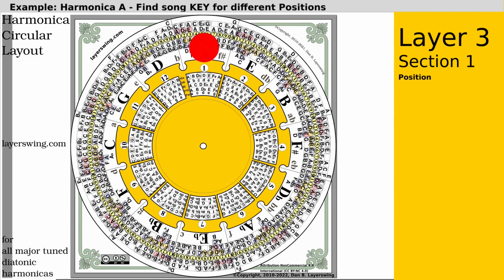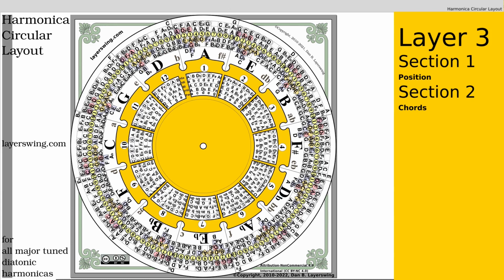Example. Harmonica A, position 3rd, the key of the song B. Harmonica A, position 5th, the key of the song D flat. Harmonica A, position 12th, the key of the song D.